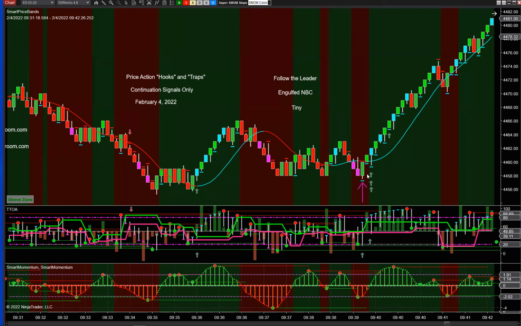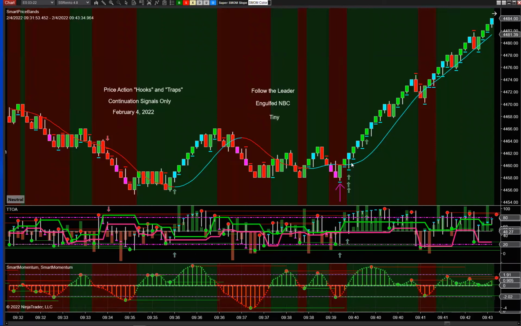Okay, now that's a reversal. I'm just showing you north of the green line, north of our midpoint line, up, south, down, down, up. We're reading order flow as it comes into these bars. So here are some, that's a follow the leader signal. Here's an engulfed needle bar signal. This one right here.